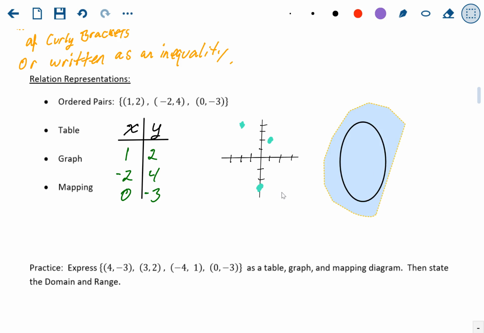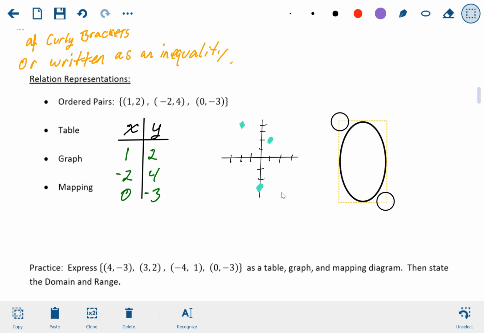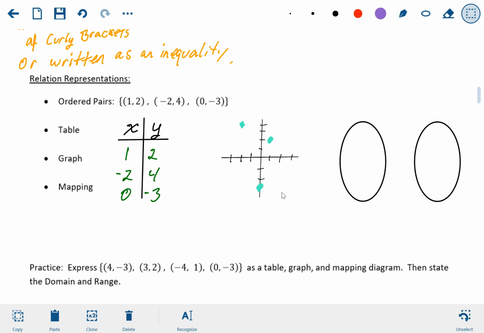All right, so there's one oval. Clone that. We got our second oval. So this is going to be the mapping diagram. Now, in the table, the ordered pairs have to stay together. In the graph, obviously, the ordered pairs have to stay together. In the mapping diagrams, usually what we do is we put them in increasing or decreasing order.